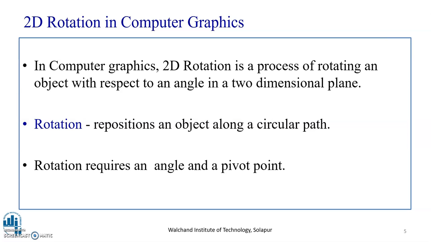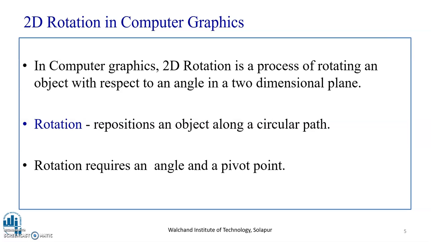Most of us use cell phones daily. We see the built-in feature of rotation by 90 degrees towards the left or towards the right. So what is this 2D rotation? In computer graphics, 2D rotation is a process of rotating an object by an angle in the two-dimensional plane. Here, rotation repositions an object in a circular path. Rotation requires an angle and a pivot point. Now, what do we mean by this?